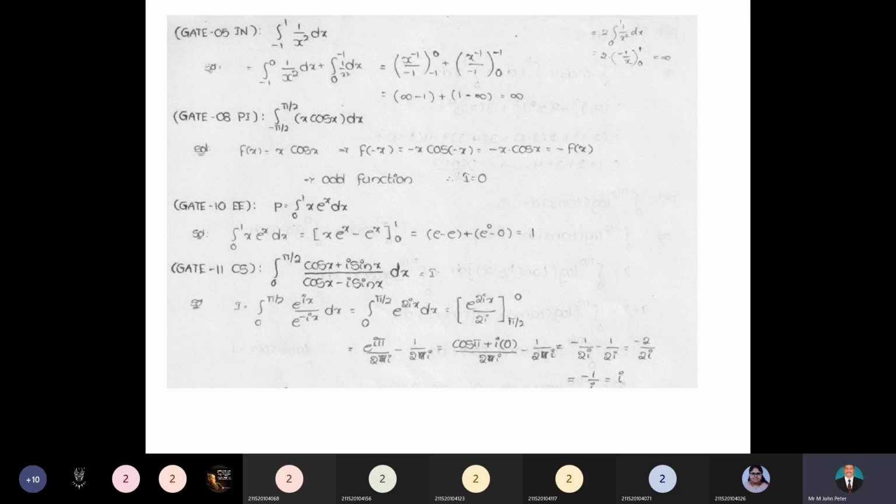You can see it. Minus 1 by 2i. That's equal to minus 2 by 2i. So the 2 is getting cancelled. That is minus 1 by i, that's equal to i. So i is the integral value. So i is nothing but the small i, the complex number value, that is root of minus 1.